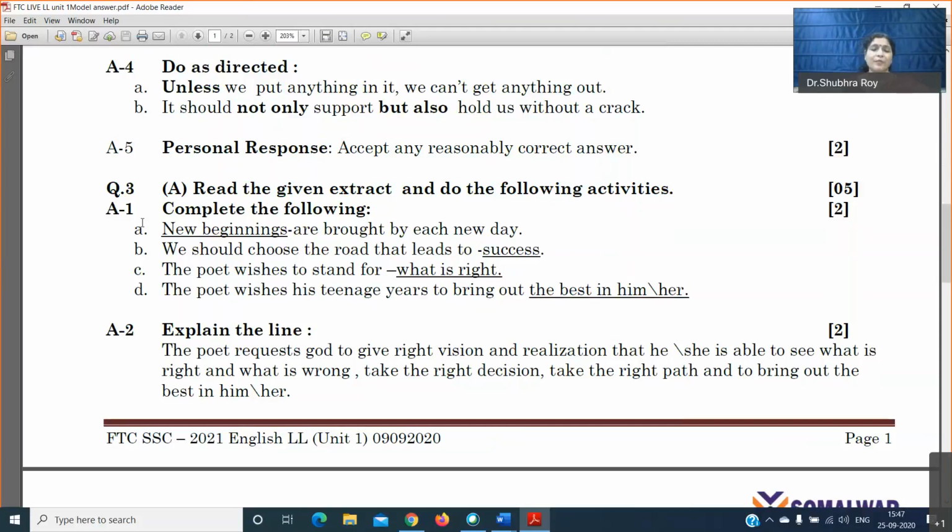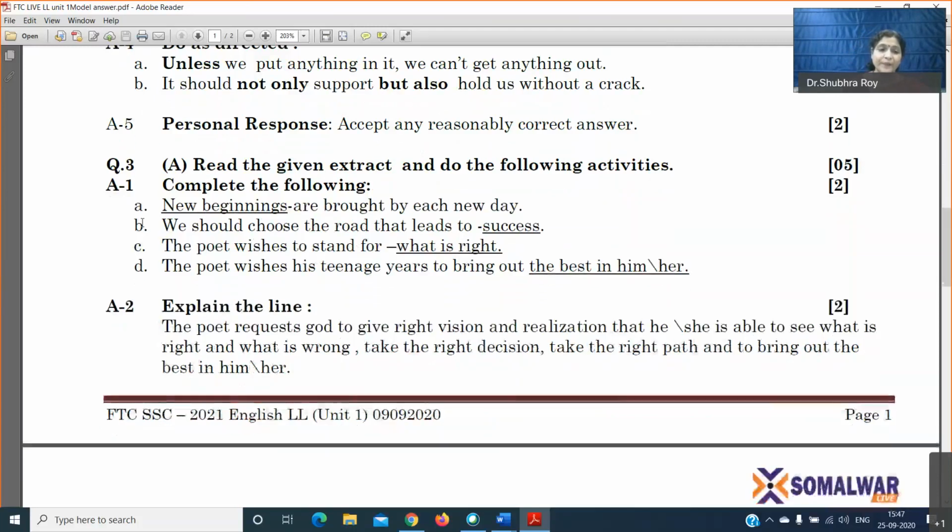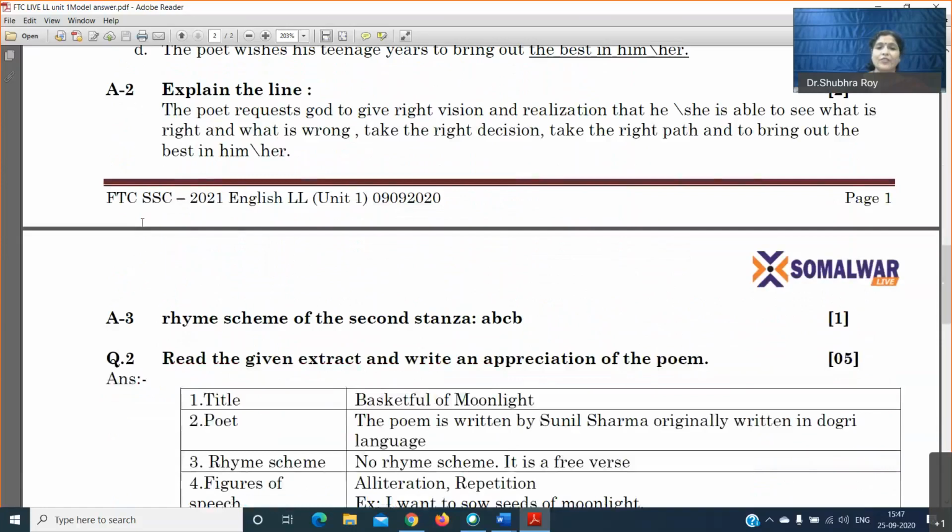Every point should be written in a proper sentence, so that comes out to 30 to 40 words, and you get an ideal measure on how long a question's answer should be. Okay. Then activity 3 is based on rhyme scheme.